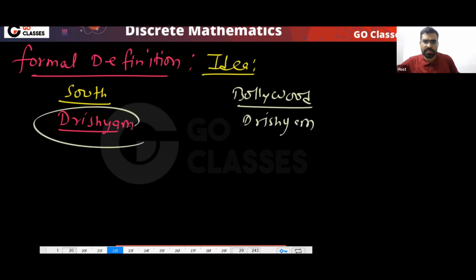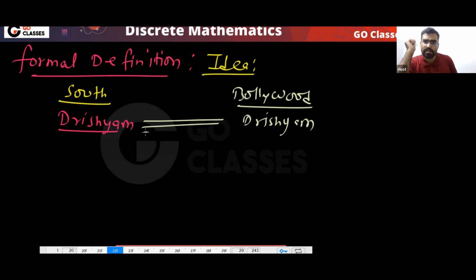I don't know the name in the South language, whether it is Drishyam or not. But what I'm saying is that there is a South movie Drishyam and there is a Bollywood movie Drishyam. Now, in these movies, can I say they are isomorphic? Just think about it. Can I say they are similar? How can you say these two movies are similar? They are similar because, just think about it.